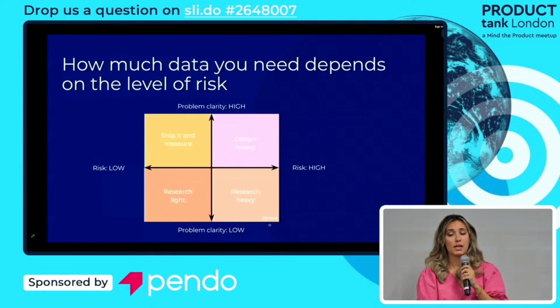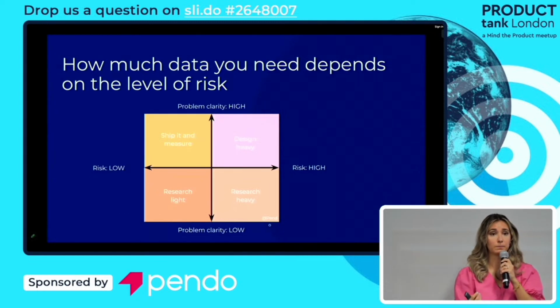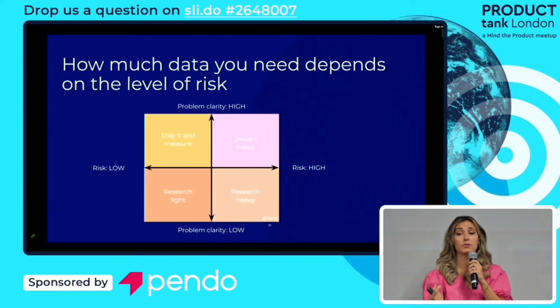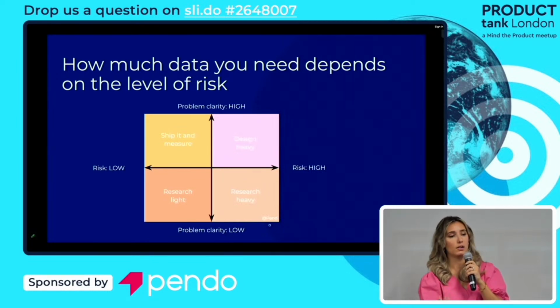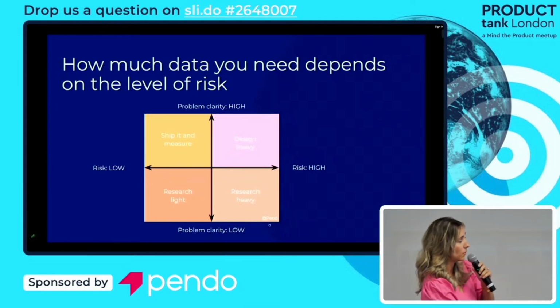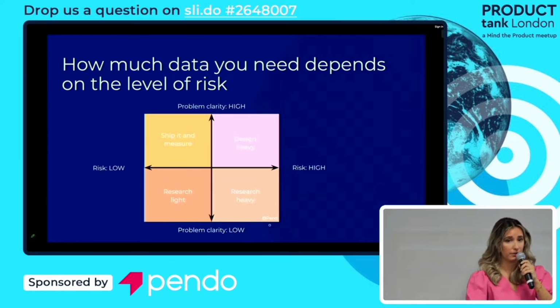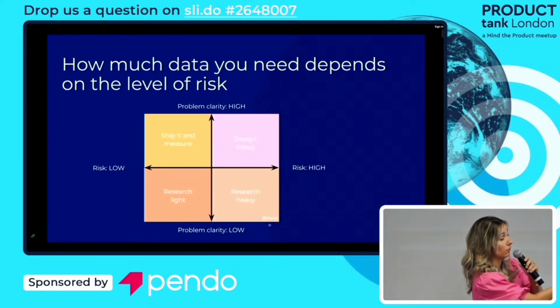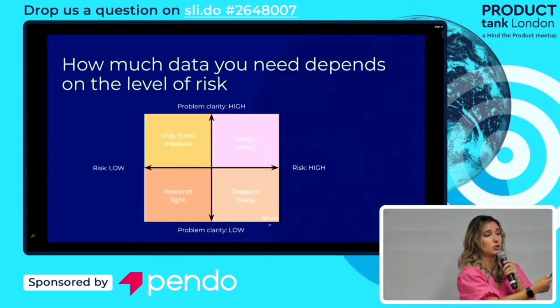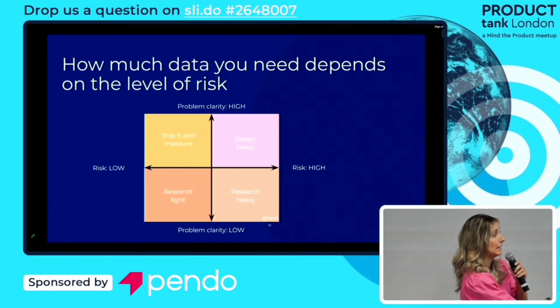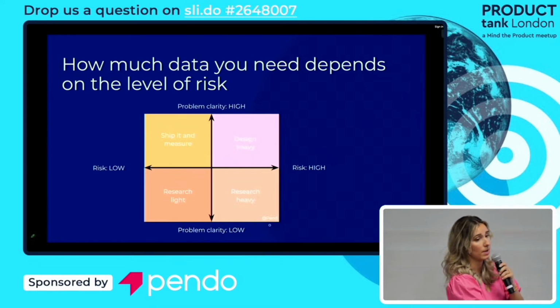Which takes me to this, which is, I think, one way to look at how much evidence you need. It really depends on two things: the amount of risk the release is going to have, but also how clear you are on the problem you are solving. So this matrix will pretty much tell you that if you have a product or a feature that is low risk and you're really clear on what problem you're solving, do not waste too much time on gathering more evidence. This is the place of ship it and measure.